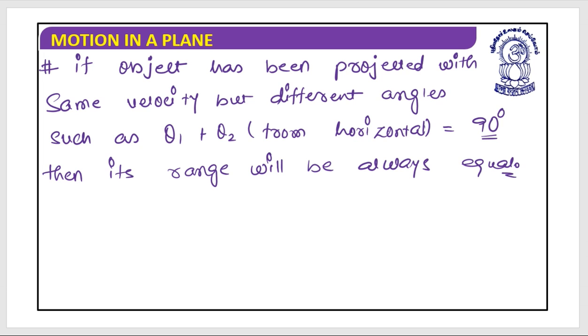Please remember this. Yes, both must have the same velocity. Their angles could be different. And if these two different angles are such that theta 1 plus theta 2 is 90 degrees, if you remember, you called these angles complementary angles. So if these two are complementary angles, that means the addition of both these angles is 90 degrees, then the range will be always equal. This happens every time. I hope you remember this.